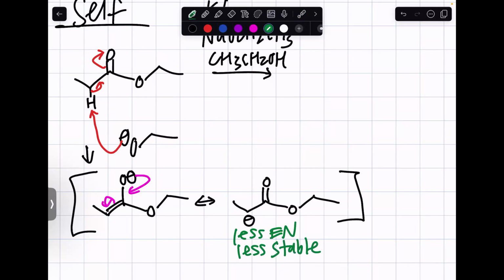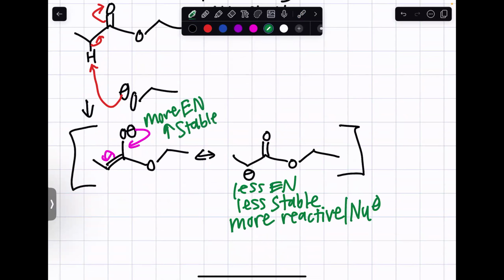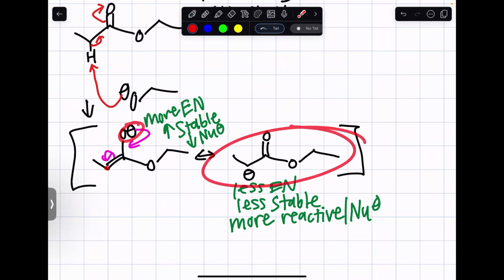And if it's less stable, does it mean that it's more reactive or less reactive? More reactive. Yeah, more reactive or nucleophilic. Right. Oxygen minus, more electronegative, more stable, less nucleophilic, less reactive. Right. Which is why the alpha carbon here is the nucleophile, not the O minus here. Right. Because of this resonance structure here.